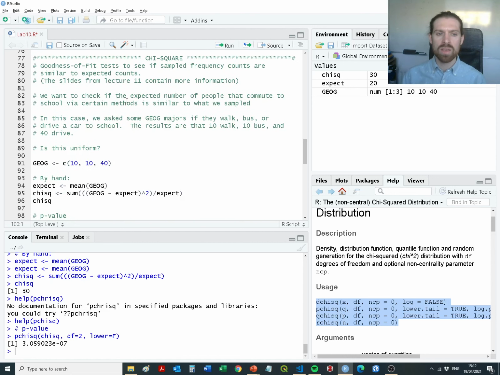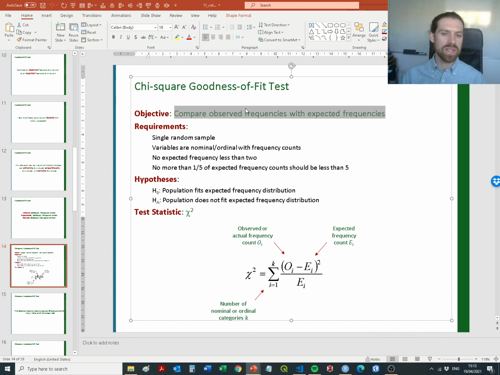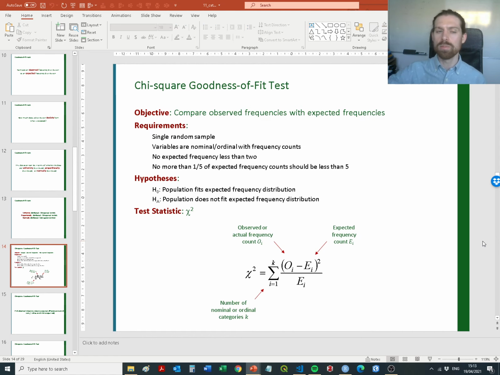Okay, so we were interested originally in understanding how many people actually took a certain method to school. What we're basically saying here is that the results that we've got are significantly different from what would occur just at random, essentially.